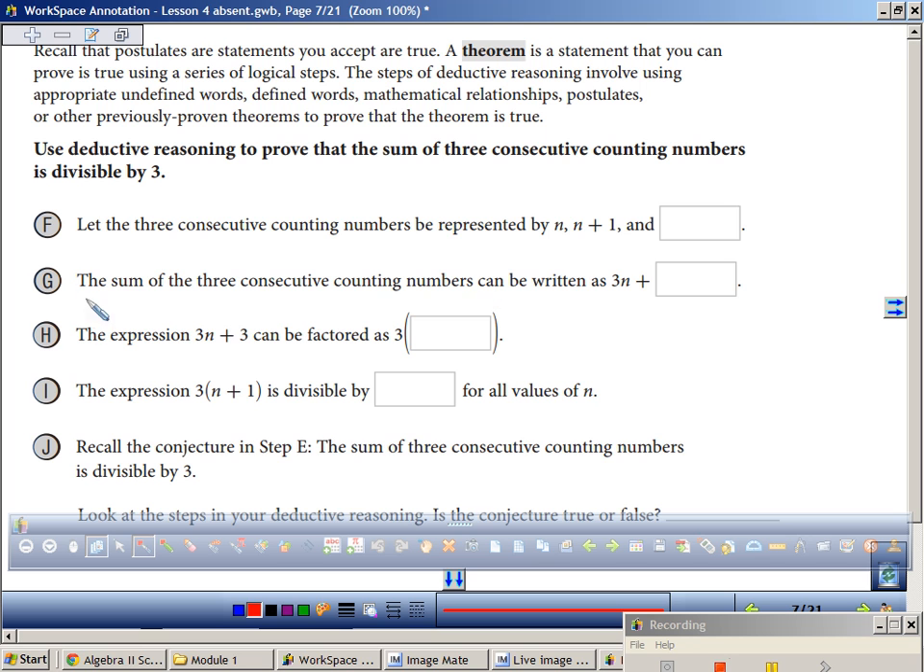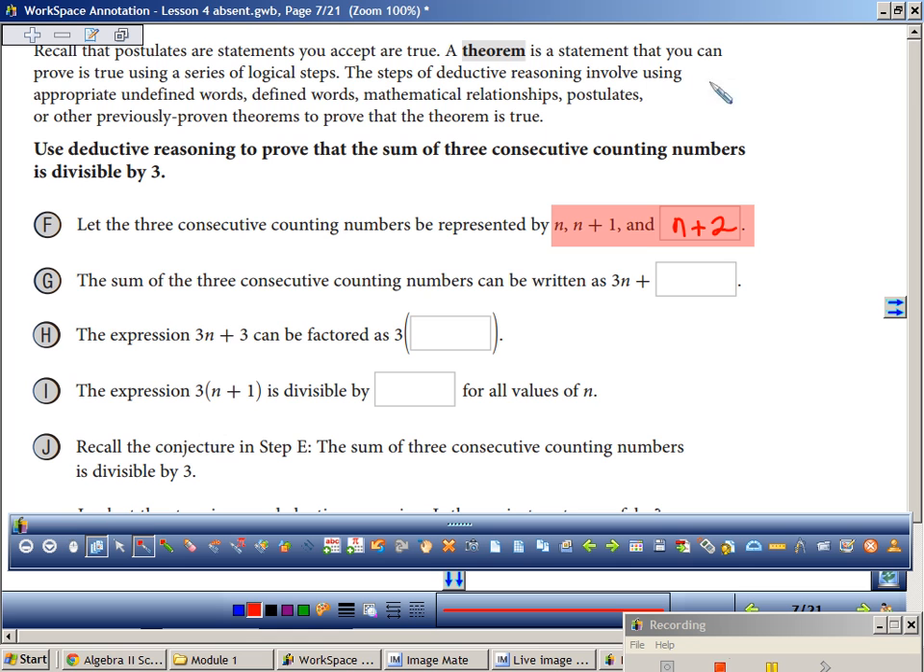Use deductive reasoning to prove that the sum of 3 consecutive counting numbers is divisible by 3. All right, so let's start. Let the 3 consecutive counting numbers be represented by n, n plus 1, and n plus 2. Let's test it. What if I started with 5, if n was 5? Then what would n plus 1 be? And n plus 2? Does that work? Okay. All right. The sum of 3 consecutive counting numbers can be written as, all right, so here's this.